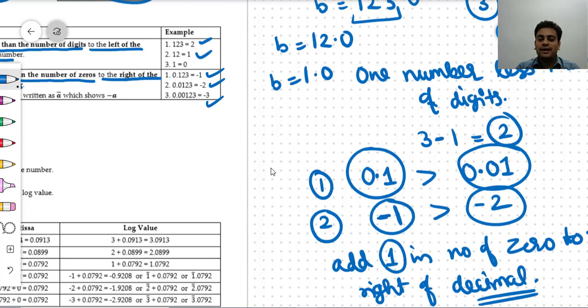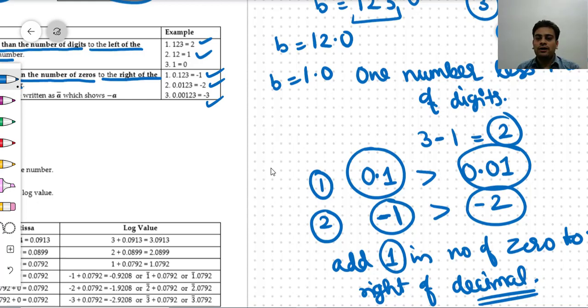Similarly, in case your number is between 0 and 1, your number will always be 0 point something. Since we're left of the decimal, we always have a 0. So in this case, we look at the number of zeros to the right of the decimal, and we add one to the number of zeros.